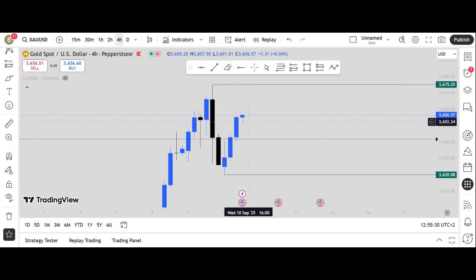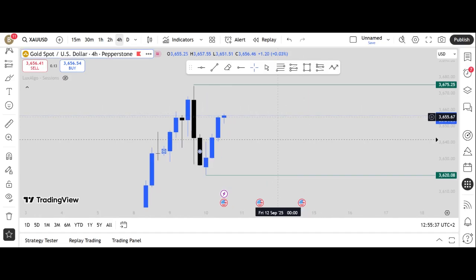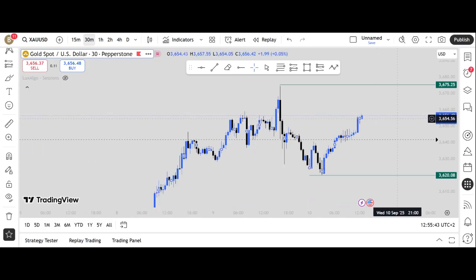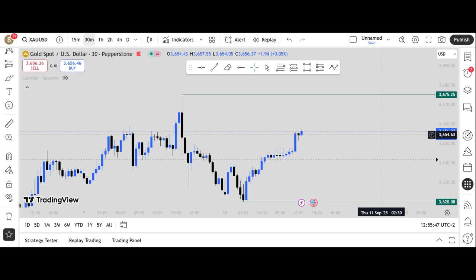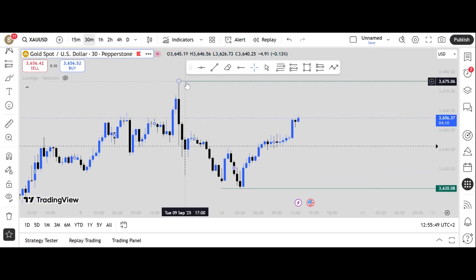So what I do next is I go to the 1 hour or 30 minutes where I catch my entries because I just use simple price action. I read candles in order to take trades. So what I was looking at this morning was this. So as you can see, this is the high that we marked, and this is the low that we marked.